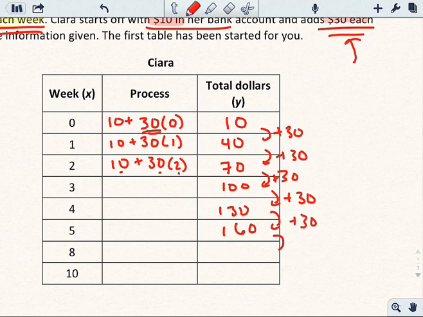Now we're jumping 3 weeks, so I'm going to surmise that's going to be plus 90, one for every week that we jump. 160 and 90 should make 250, right? Yep. And then that should be a plus 60 jump, which would be 310 bucks.